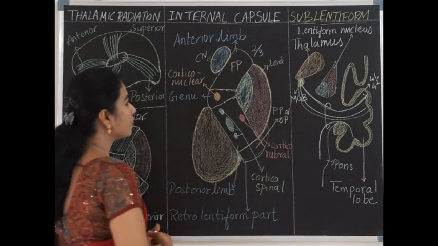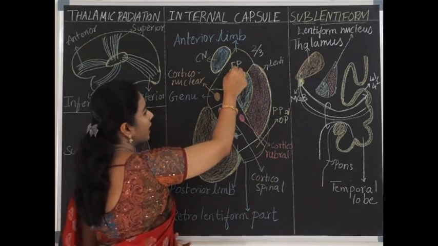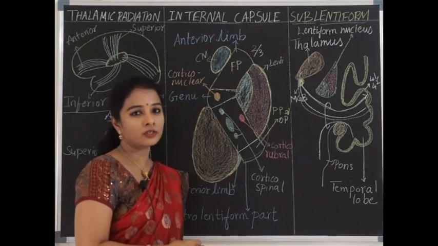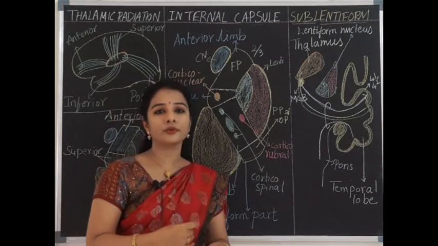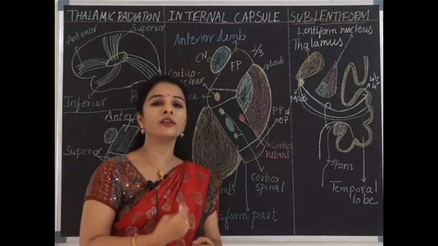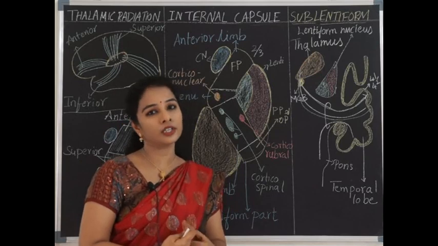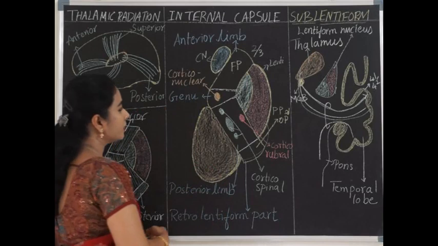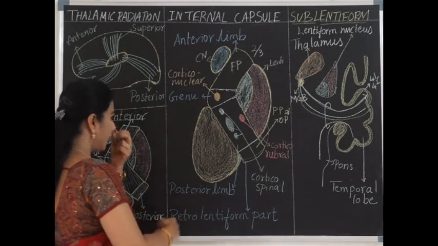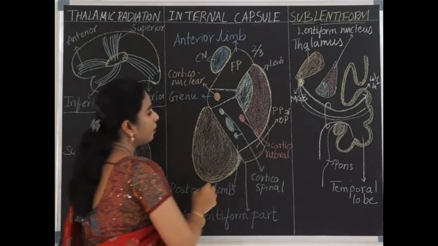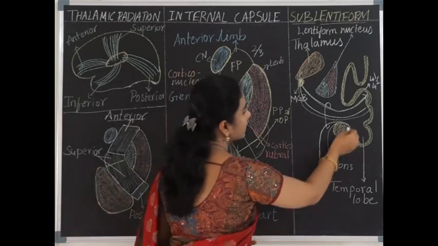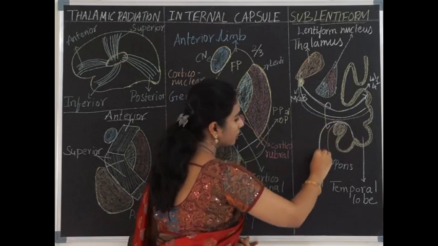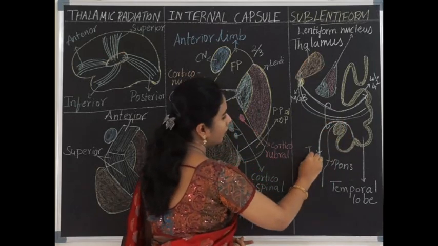So it is that huge, and the frontopontine fibers connect the frontal lobe down to the pontine nuclei present in the pons, and from the pontine nuclei, fibers arise and travel in the middle cerebellar peduncle to reach the cerebellum. And the next are the temporopontine fibers and parietopontine fibers. The temporopontine fibers are present in the sublentiform part, from the temporal lobe to the pons. These are called temporopontine fibers.